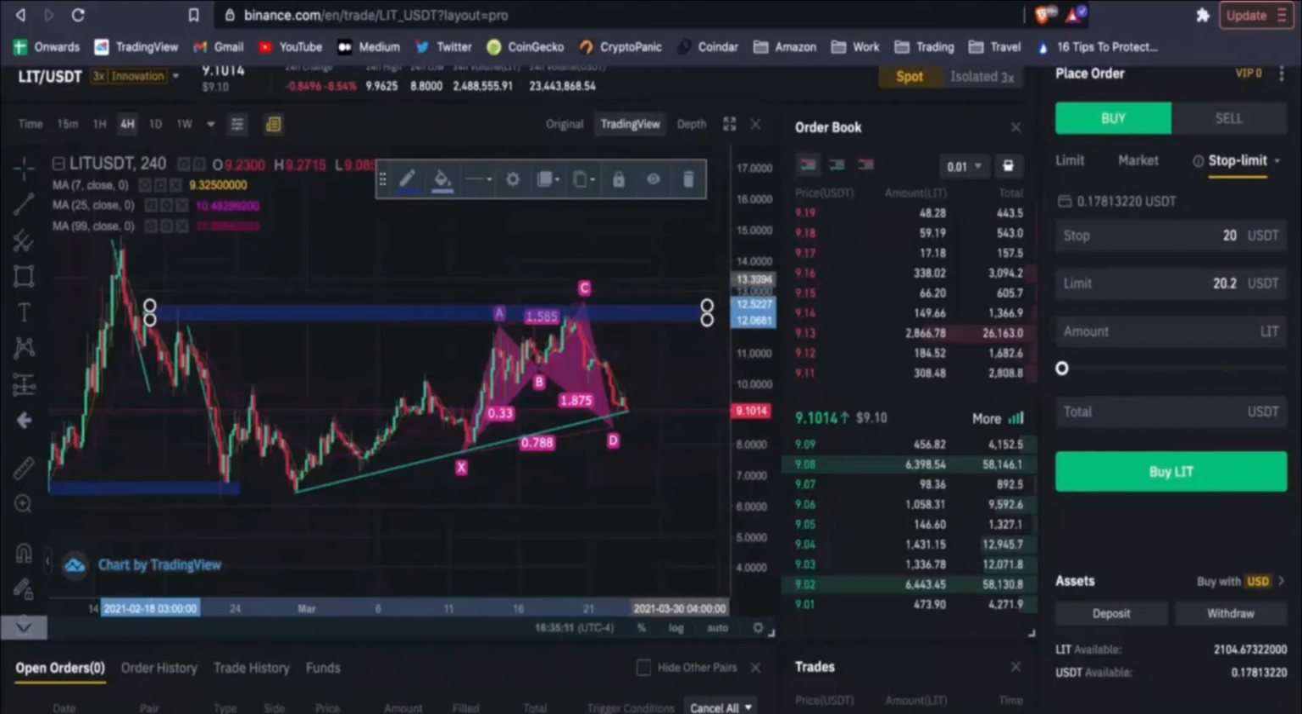So let's say you put 13 here, and then 13.25. Amount: how much LIT do you want to buy? Again, I don't have USDT in my wallet, as you can see here, so I can't place this order, but you'd like to place that to trade a breakout. Okay, then your order will be open, and once you hit 13, it'll trigger your order to buy at 13.25 or better. Okay, and those are order types, guys.